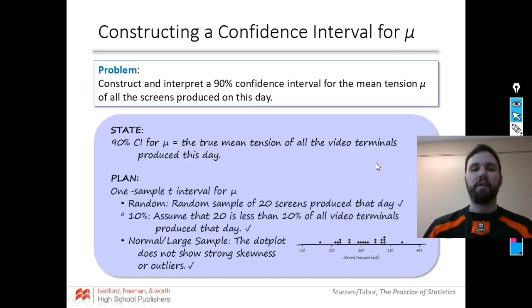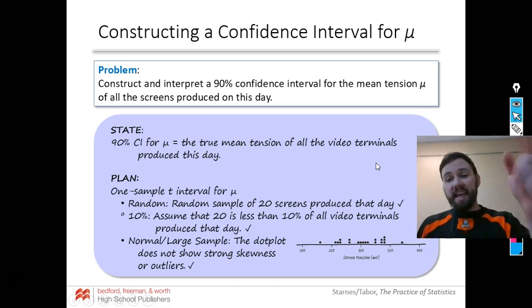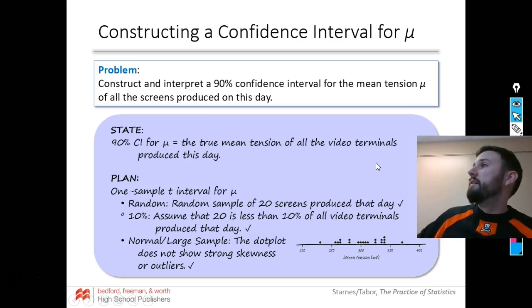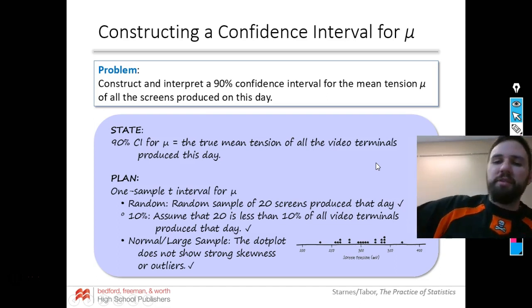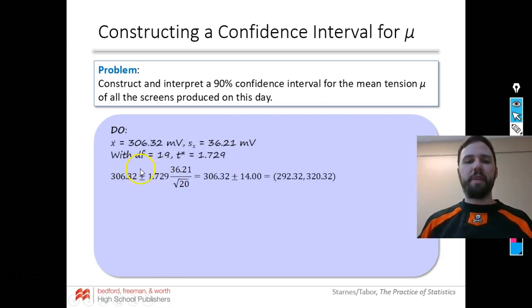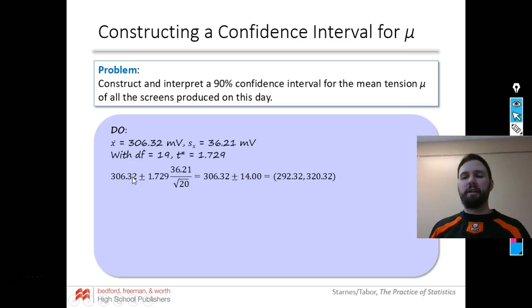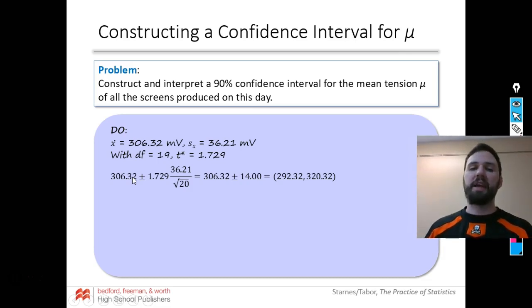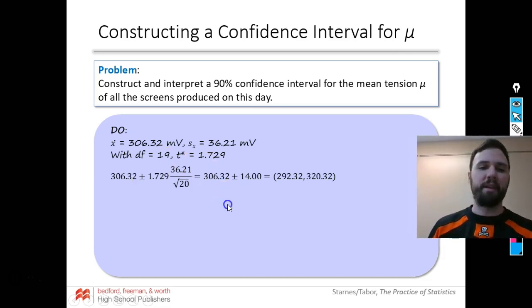Plan. Let's check it. One sample t interval for mu. Is it random? Yes. 10%? Yes. Normal, large. When we look at the data, it appears to be normal, our sample. Okay? So let's do. I'm going to find the mean using my calculator, because I'm not a fool. And I'm going to do plus or minus my t from my chart or table times my standard deviation from my calculator over the square root of 20. That's all there is to it, guys.